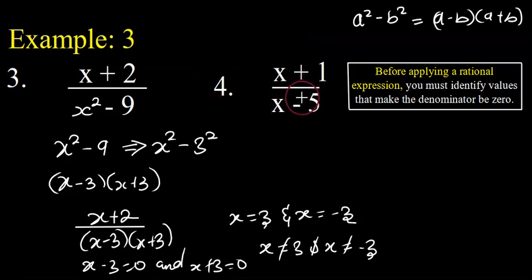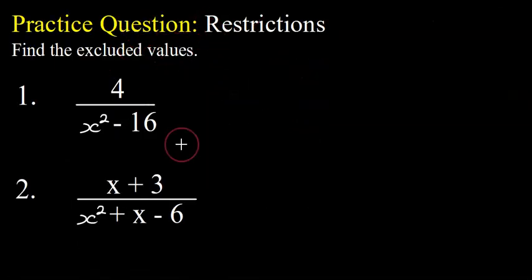Similar to this, I'm going to leave this for you to solve, and once you're done, we'll move on to your practice activity. Now this is a question where you have to find the excluded values: 4 divided by x squared minus 16, and x plus 3 divided by x squared plus x minus 6.